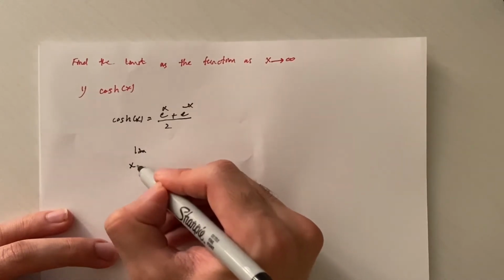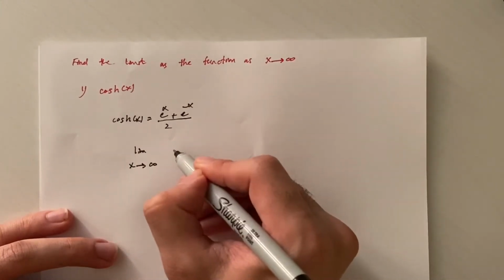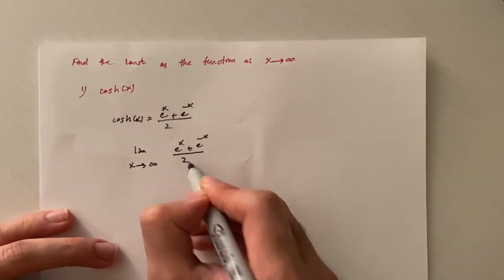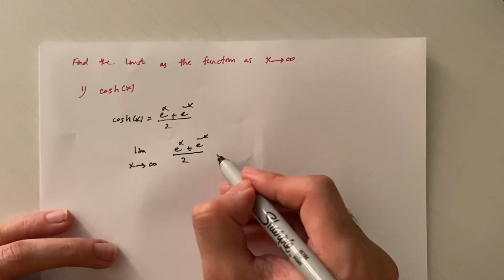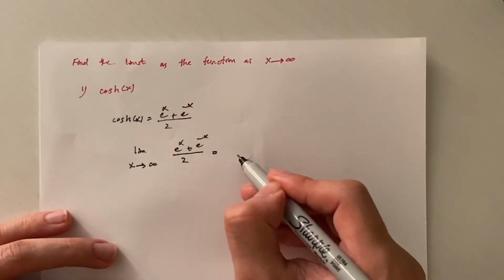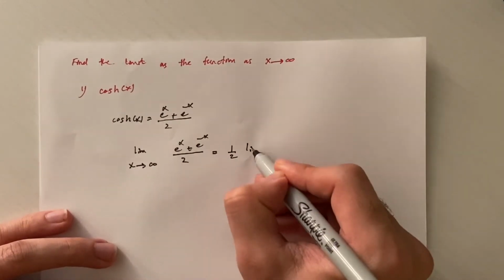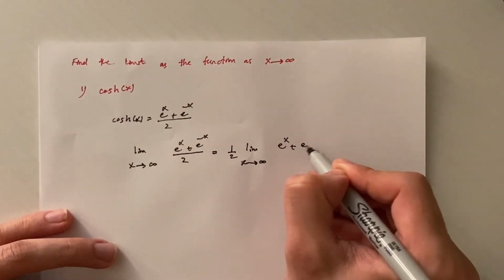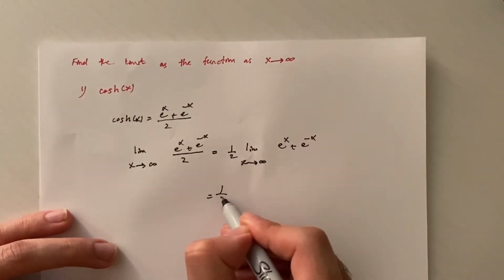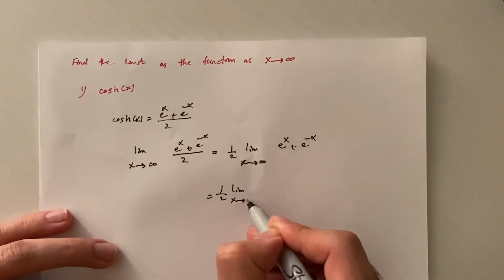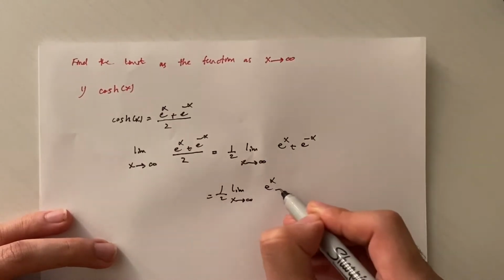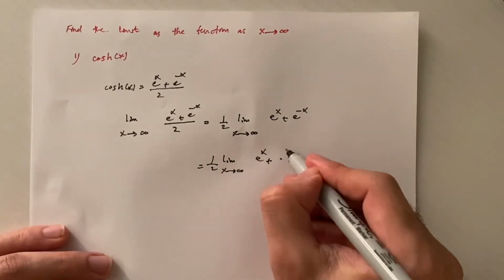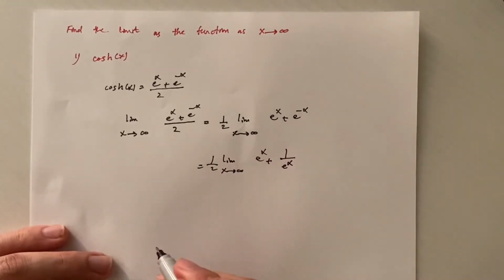And now what we can do is take the limit, and then we're going to write the function again. Now what we want to do first, we will factor the half out of the limit. And now we can take the limit, but before we can take the limit, the term e to the negative x can be written as 1 over e to the x.